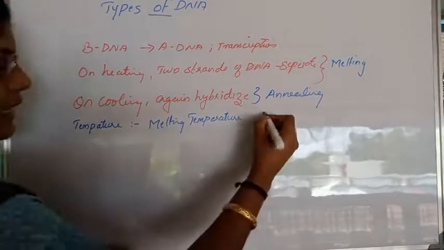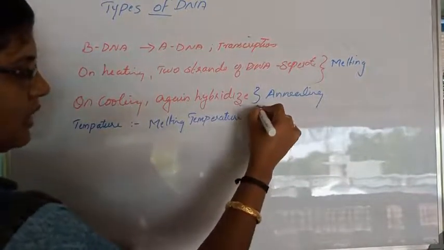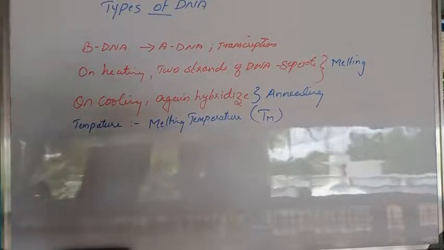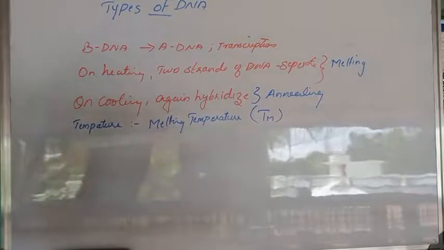That is called Tm, capital T and small m, which is specific for each sequence. If one sample of DNA has more Tm, this means that it has more CG pairs, which means the triple bond makes the strand more strong.